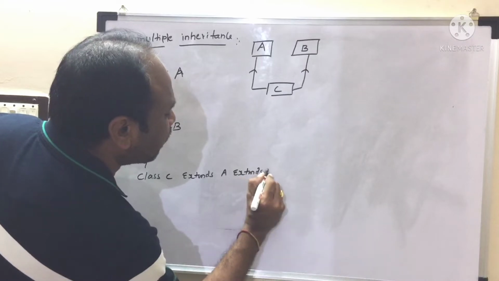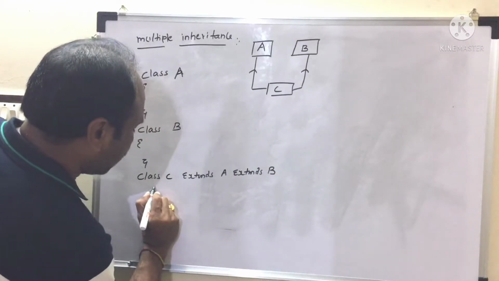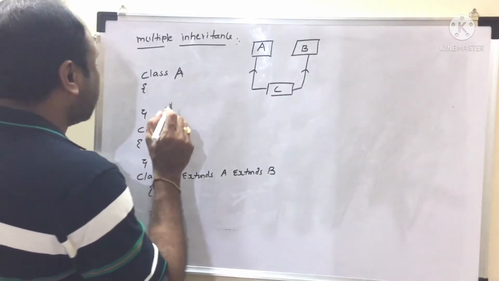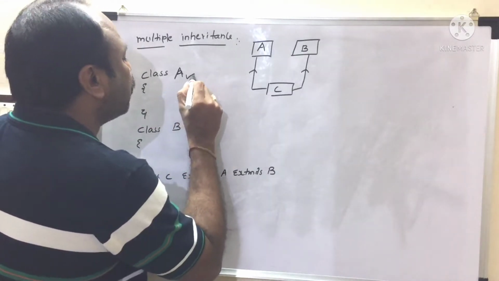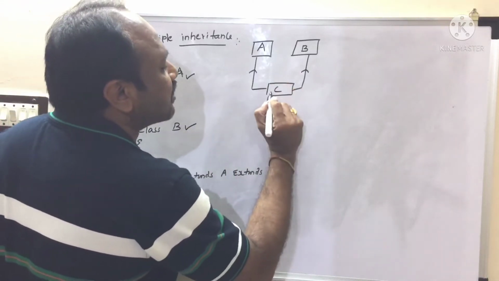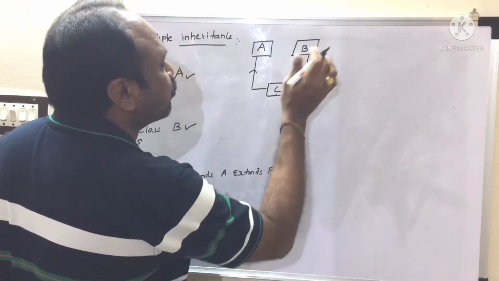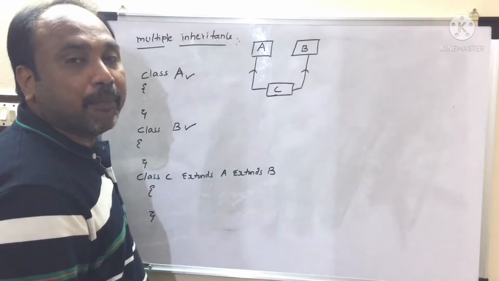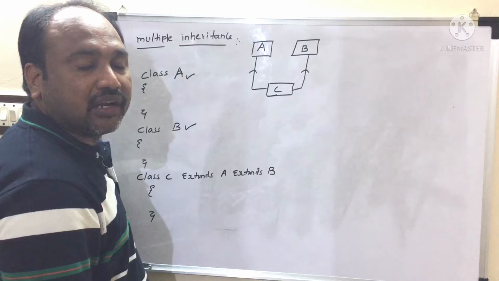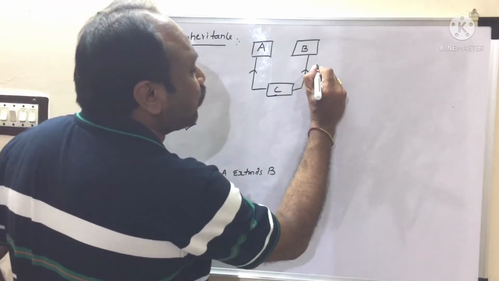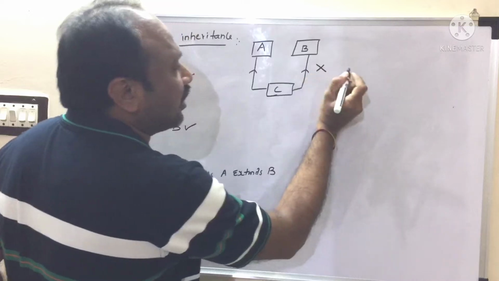But in our Java language there is a rule. A Java subclass should have only one superclass. But here it is having two superclasses. Because a subclass is having more than one superclass, there is a possibility of data ambiguity. Duplicate data occurs. That's why Java does not support multiple inheritance.